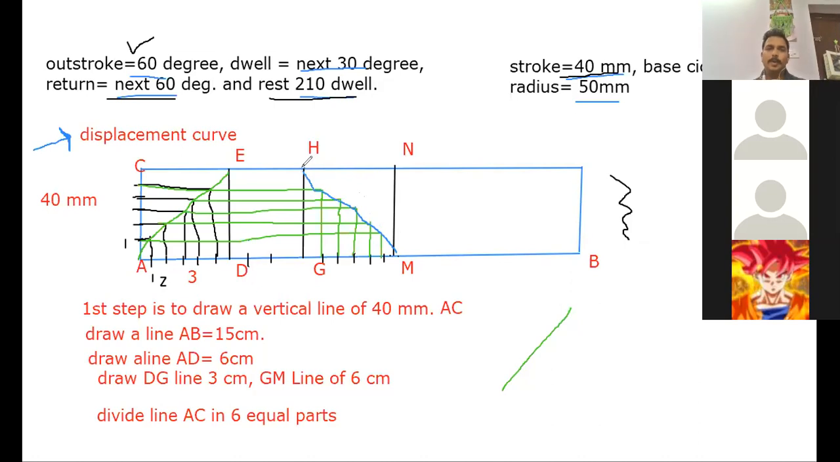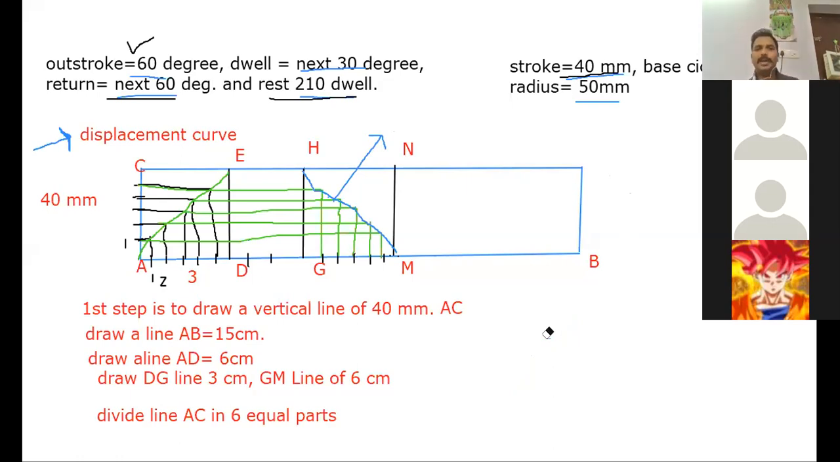So the blue line will tell me the return stroke. Okay, is it clear to all? This is what we need to do. Once we have done this part, then the displacement curve is made. Is it clear to all what we have done, step by step? Yes, sir. Clear now?